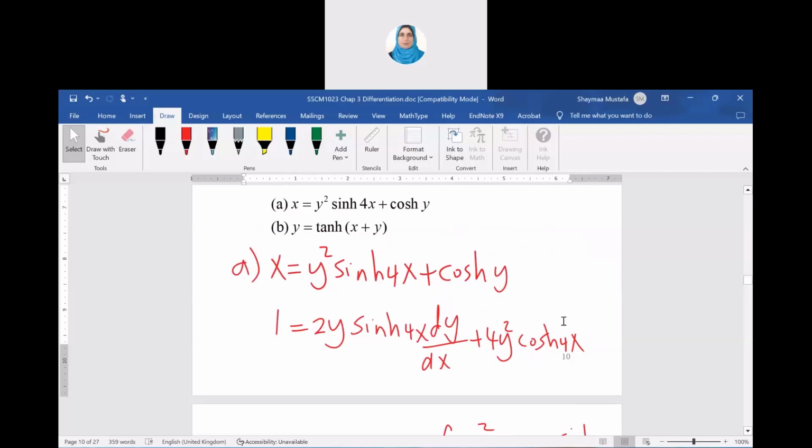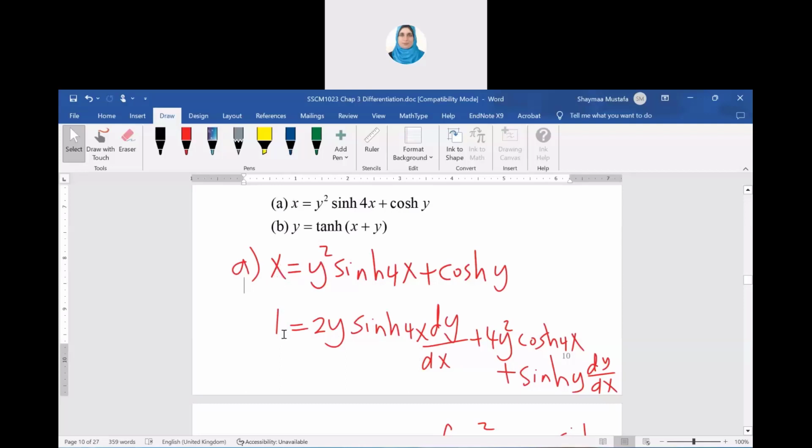Now the derivative for the third term, cosine y. The derivative of cosine is negative sine, so you have to write here plus sine y. The derivative for cosine is sine. But the variable is y, so you have to multiply by dy over dx. So the first step, you need to find the derivative for each term in the equation. And if you have the variable y, you need to multiply by dy over dx.